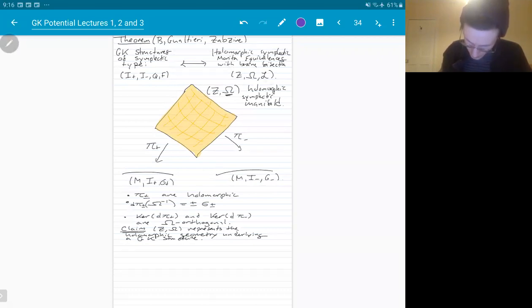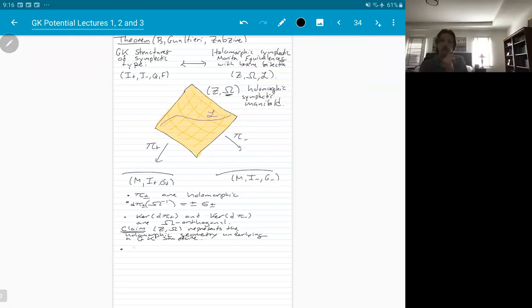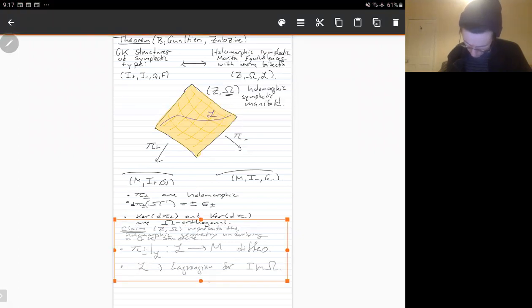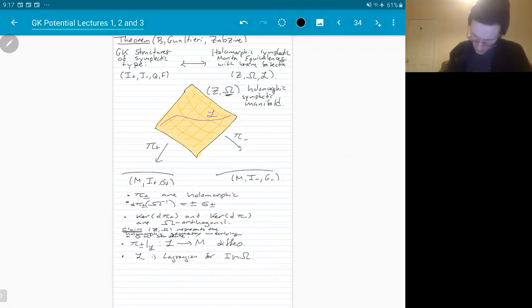So the remaining structure is this L. And L is a brane bisection. The properties of L are that pi plus or minus restricted to L gives you a diffeomorphism. And if we take omega and restrict it to L, it's real. Well, L is Lagrangian for the imaginary part of omega. And L represents the metric, or the C infinity structure, the real structure.